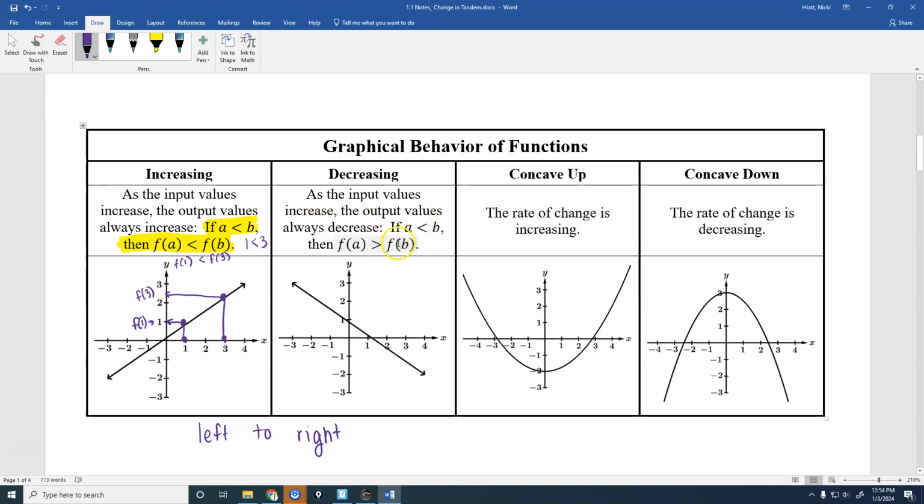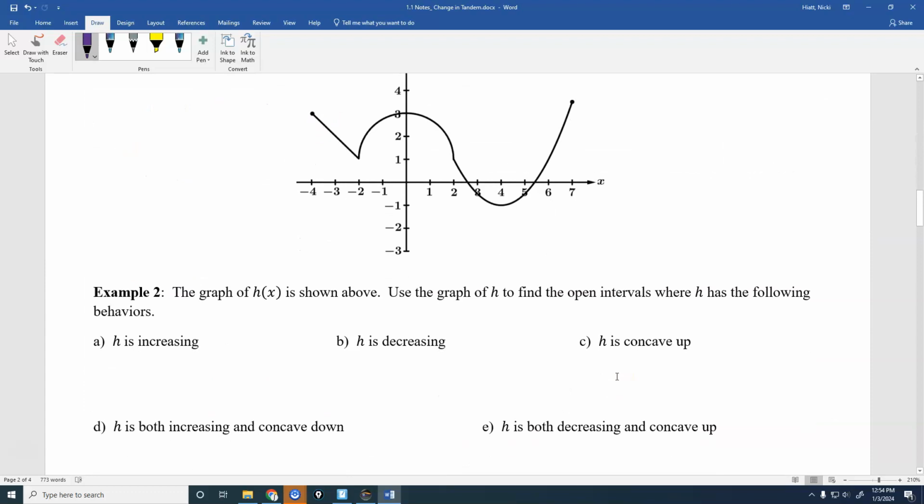Decreasing is a similar definition, but instead of f of a being less than f of b, f of a is greater than f of b, right here. Concavity we're going to talk about more and more as we go along here. The very most simple thing I can tell you about concavity is that something that's concave up is sort of curved upwards, right? It looks sort of like a U shape. Concave down is something that's curved downwards, right? We're going to talk about the rate of change being increasing and decreasing more here in a little bit, but I'm not going to go into great detail on that right now. There. So let's look at this example right here.